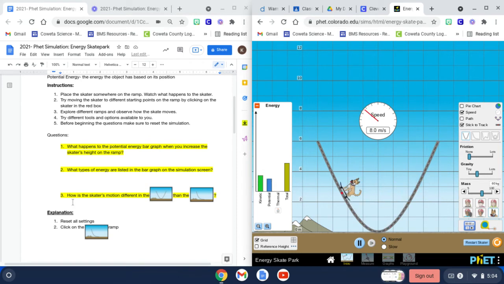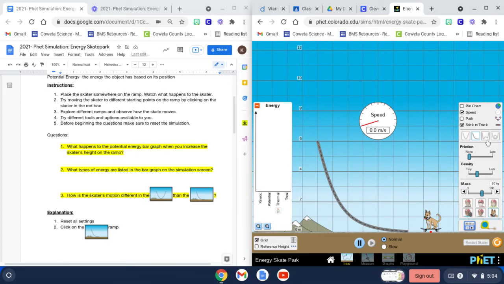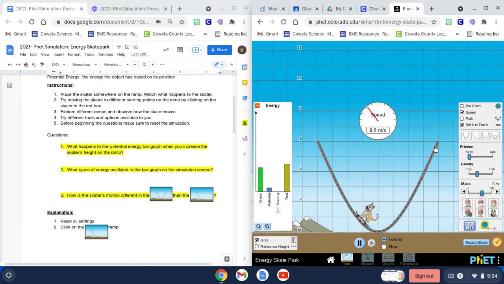Your third question asks you, how is the skater's motion different in the U-shape ramp versus this L one? Right here is our ability to change ramps. We can change to the L-shape ramp, you can change to this ramp, and you can change to the little loop-de-loop. But really that's just asking you to compare these two ramps. Looking at your skater's motion in this ramp, versus your skater's motion in this ramp, what is the difference in their motion? So explain what you see.